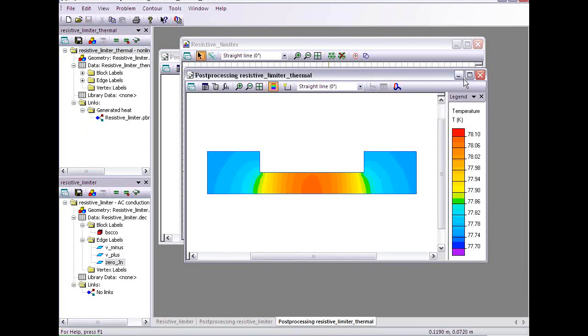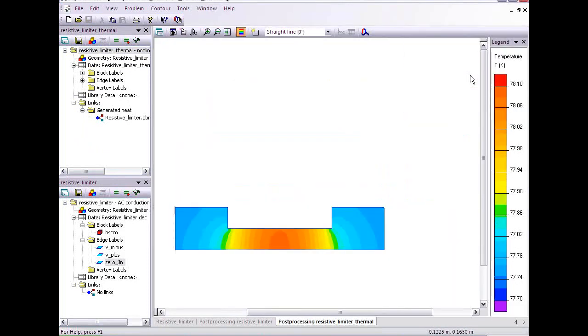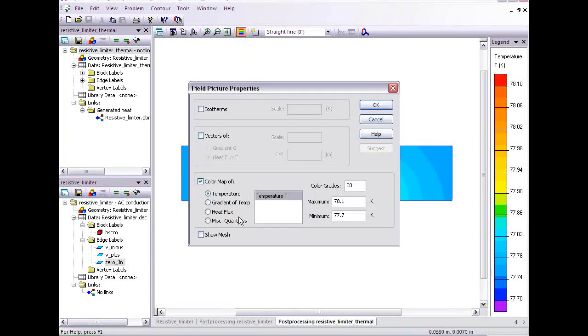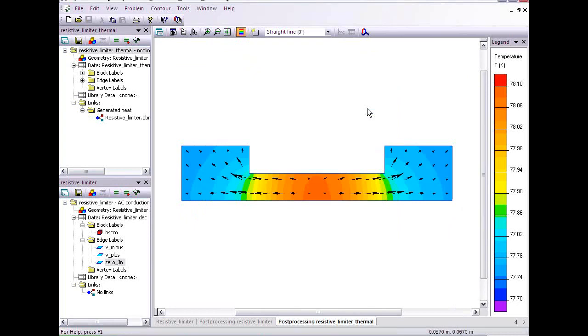Okay, so this represents the temperature field. Make that full screen. As well as we can look at the heat flux vectors here. This represents the heat flux vectors that are flowing here.